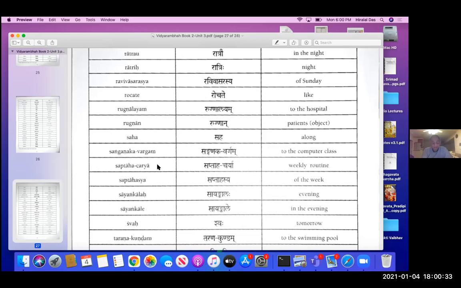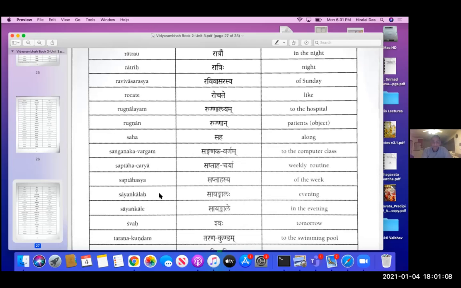Saptacharya, weekly routine. Okay. Saptahasya, of the week. Please repeat. Saptahasya. Okay, of the week.